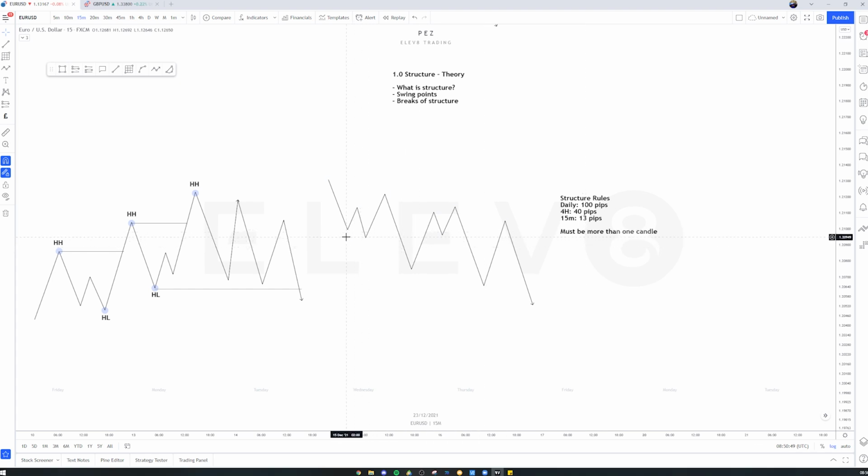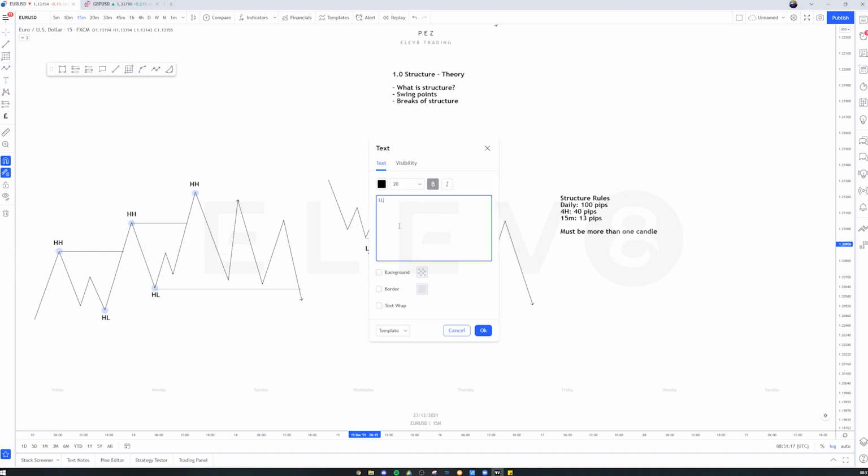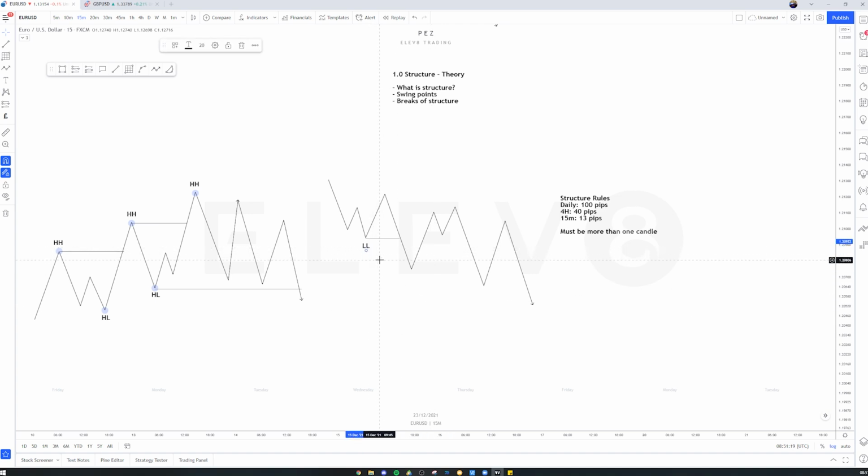If you see a pullback that's just one candle and then it breaks down, for me that's not structure. It needs to be at least 2 candles, and ideally at least these number of pips. So I wouldn't class this as structure. What I'd do is mark the new low that's created from the bigger pullback. This would be my swing point here, so this would be our lower low. Then we pull back up into here, and then we have a break of structure breaking this lower low.